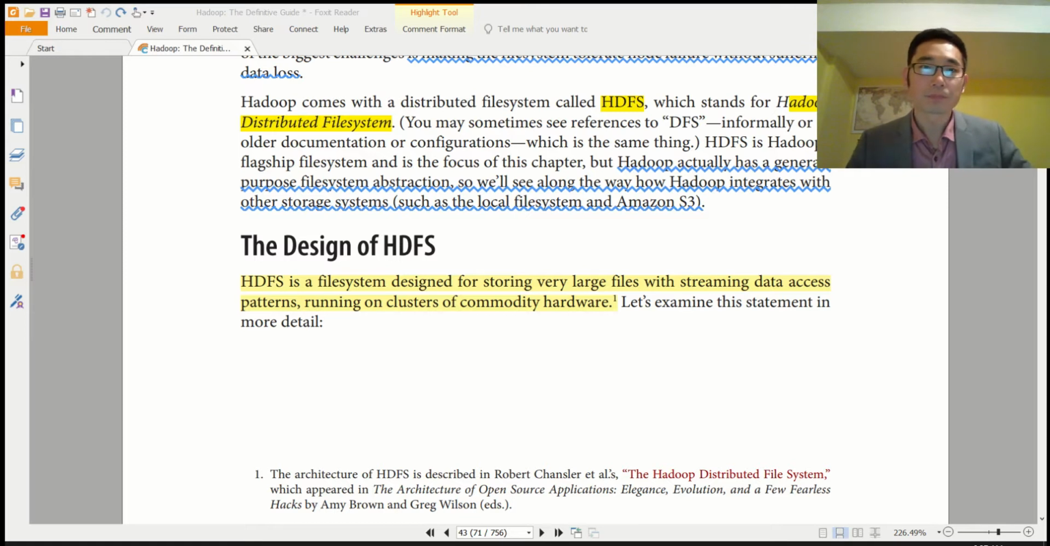So it's a general purpose file system. You can use the local file system and Amazon S3, which is an online cloud file system.